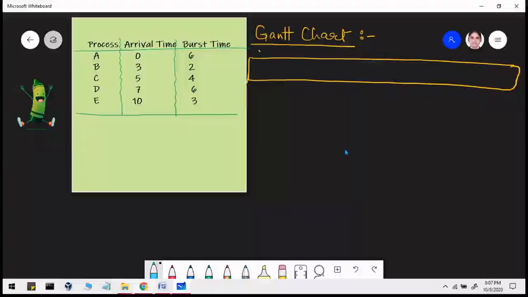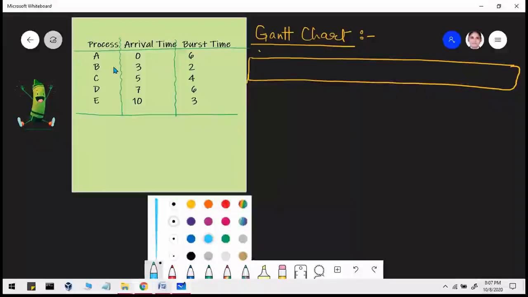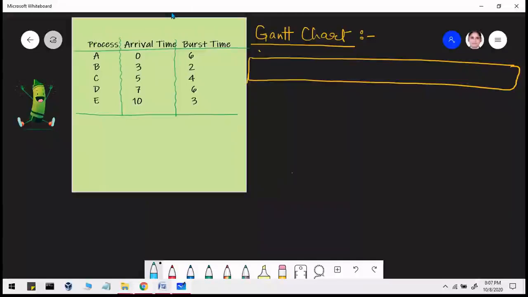As you can see in this question, we have been given 5 processes, named A, B, C, D, E. Now we will solve them one by one. The first process is A, and it has arrived at the 0th millisecond, and there is no other process in the CPU. Though the burst time of this process is high compared to the other processes which have lesser burst time, if there is no one else available, then obviously A will take its turn.